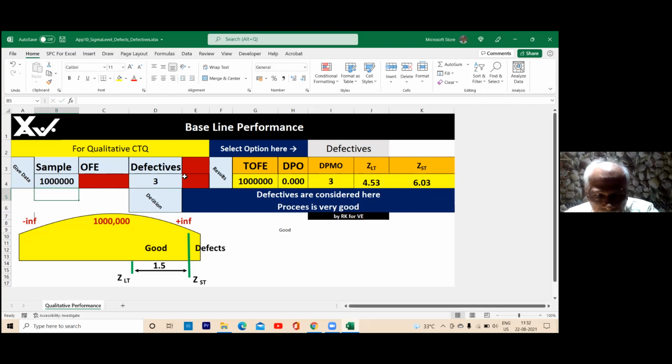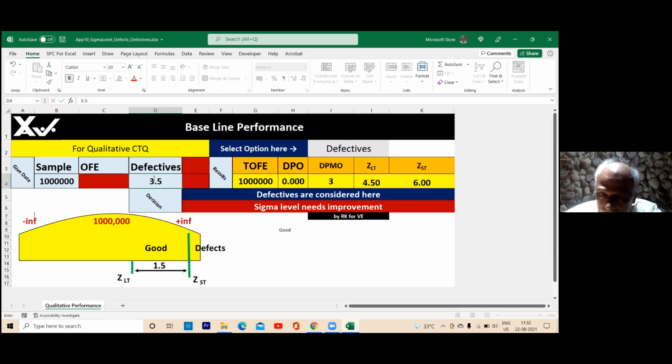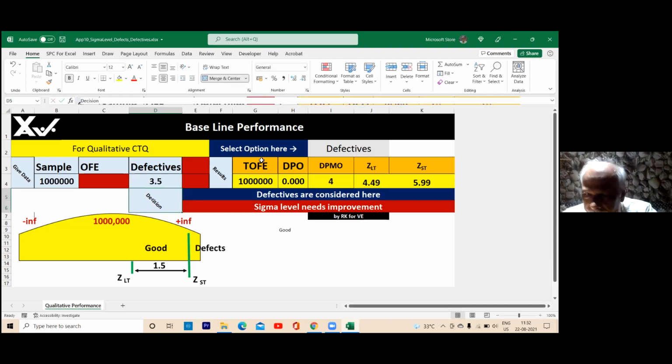Clear? This is 3.4 defects per million. Even for 3.4 it will not show, I think it is close. Yeah, 6 sigma project. If it is more than 3.5, it will not show. I think 5.99. Right. So, understood? Yes, sir. Clear? Okay, I will stop sharing. Any other questions? Next.